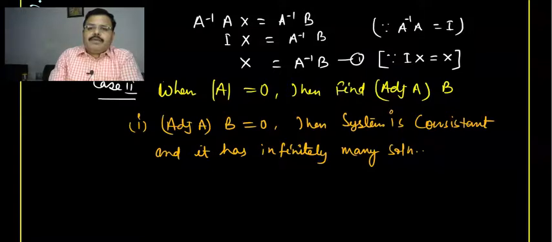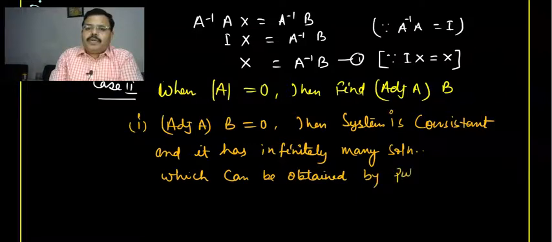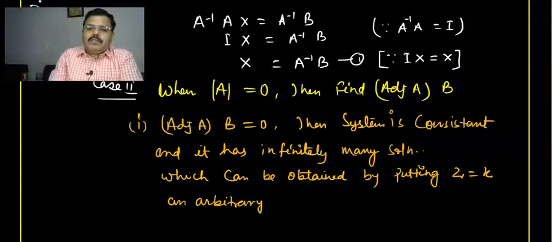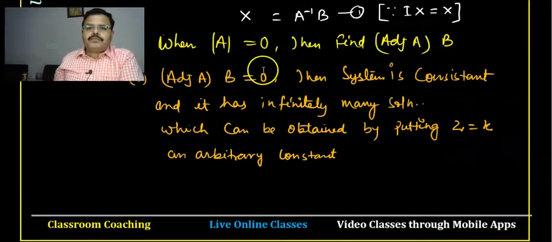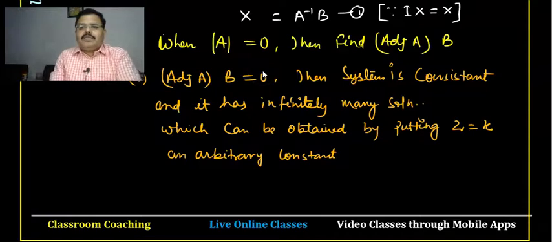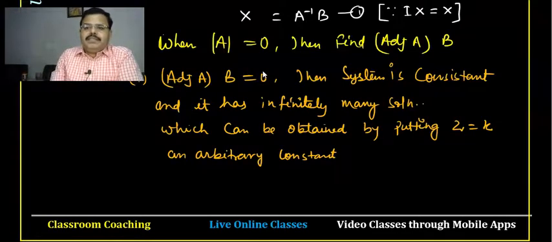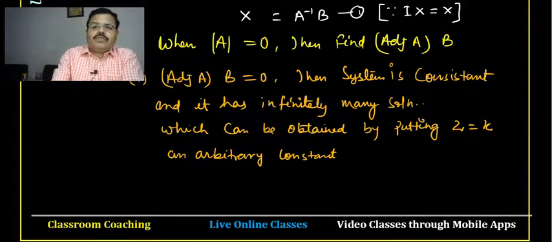And it has infinitely many solutions, which can be obtained by putting z equal to k, an arbitrary constant, and then solving x and y in terms of k, that is z. Since x and y have values in terms of k, and k is an arbitrary constant, the system has infinitely many solutions.